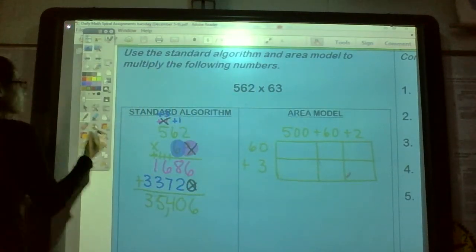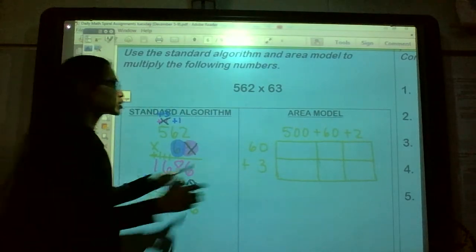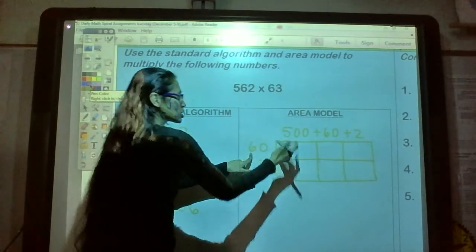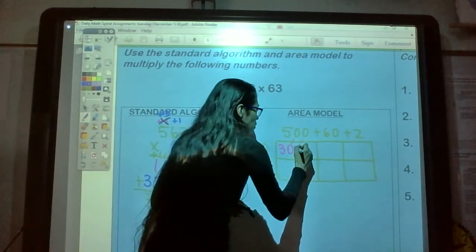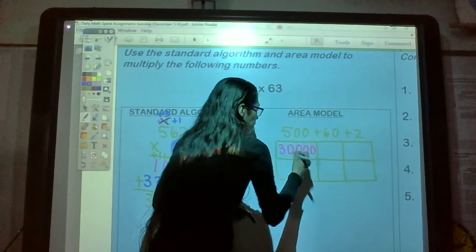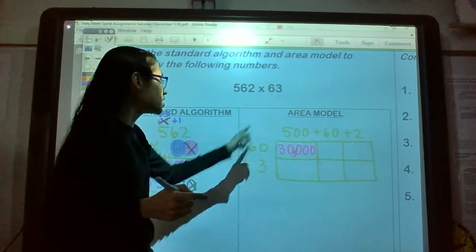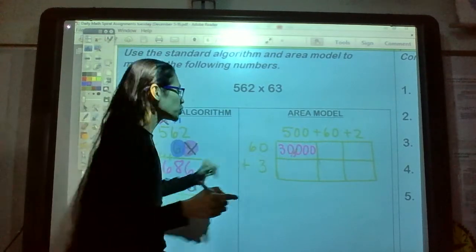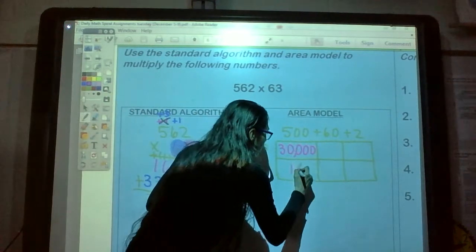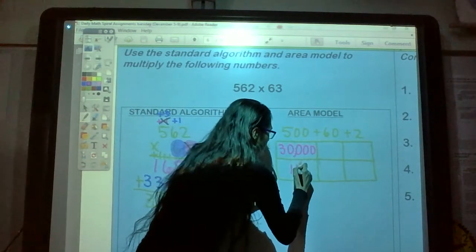So first let's multiply 500 times 60. It's like doing 5 times 6 is 30. And then we add the 3 zeros. 1, 2, 3. Don't get confused. That 0 goes with that 30. The next one is 500 times 3. 5 and 3 makes 15. And then add your 2 zeros.